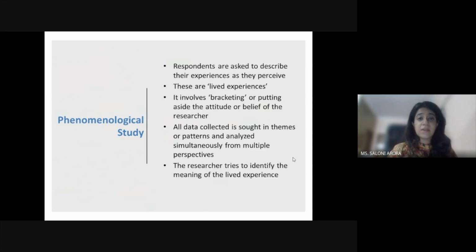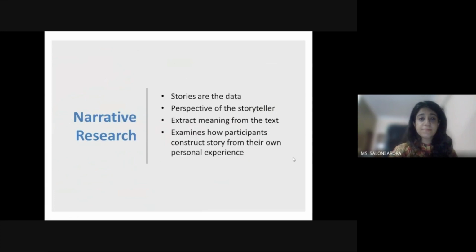Every person, every respondent comes and tells their lived experiences or their side of the story or how they perceive a particular situation. Then all the data is collected and themes and patterns are developed. What commonalities are there? What are the reasons behind such a perception? What are the reasons behind such a belief or an attitude? And then the researcher ultimately tries to identify the meaning of the lived experience.